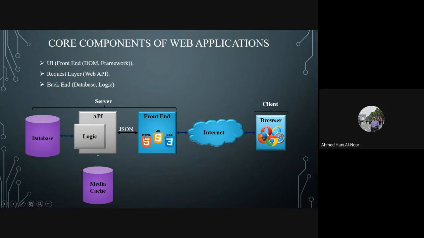which includes all the contents that appear for the user on the front end, which includes the HTML, JavaScript, and CSS. This is linked with the API, which is already linked with the database and media cache. This part we call the back end, which includes the database and logic, while the user interface is also known as the front end or DOM or framework.